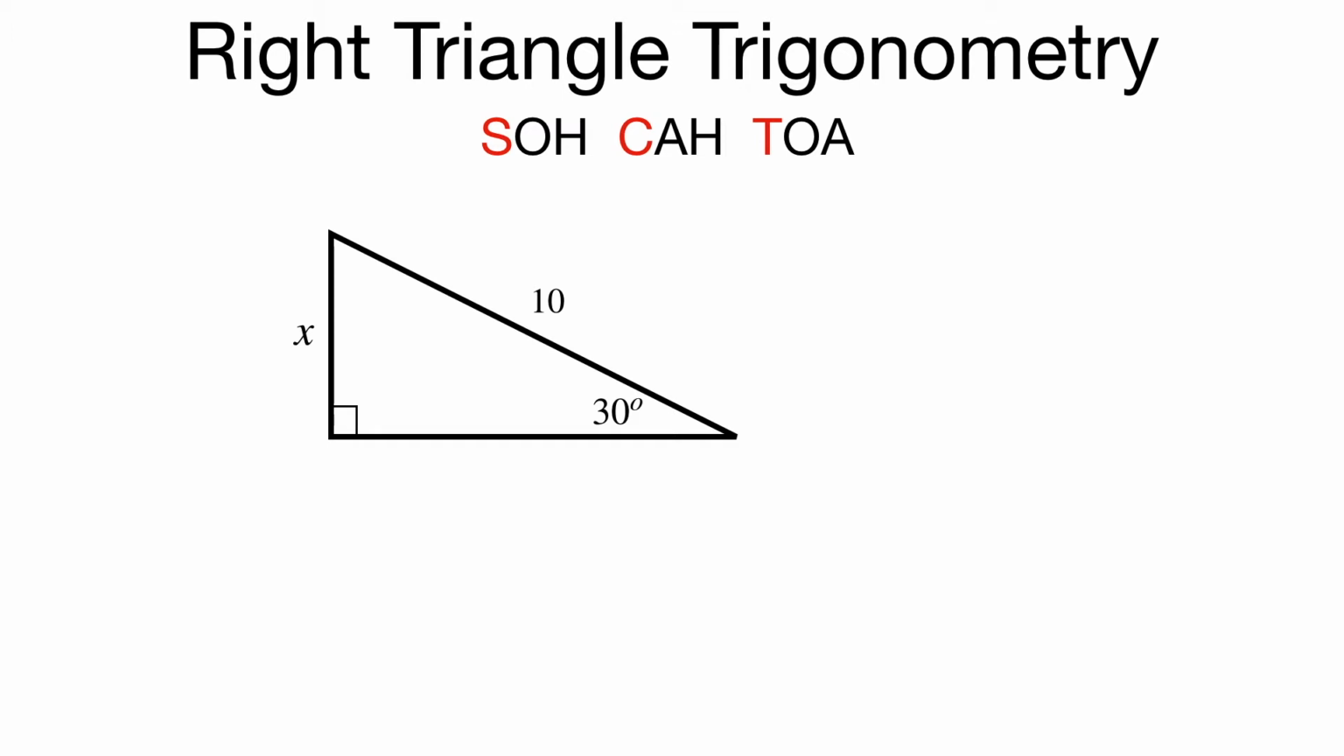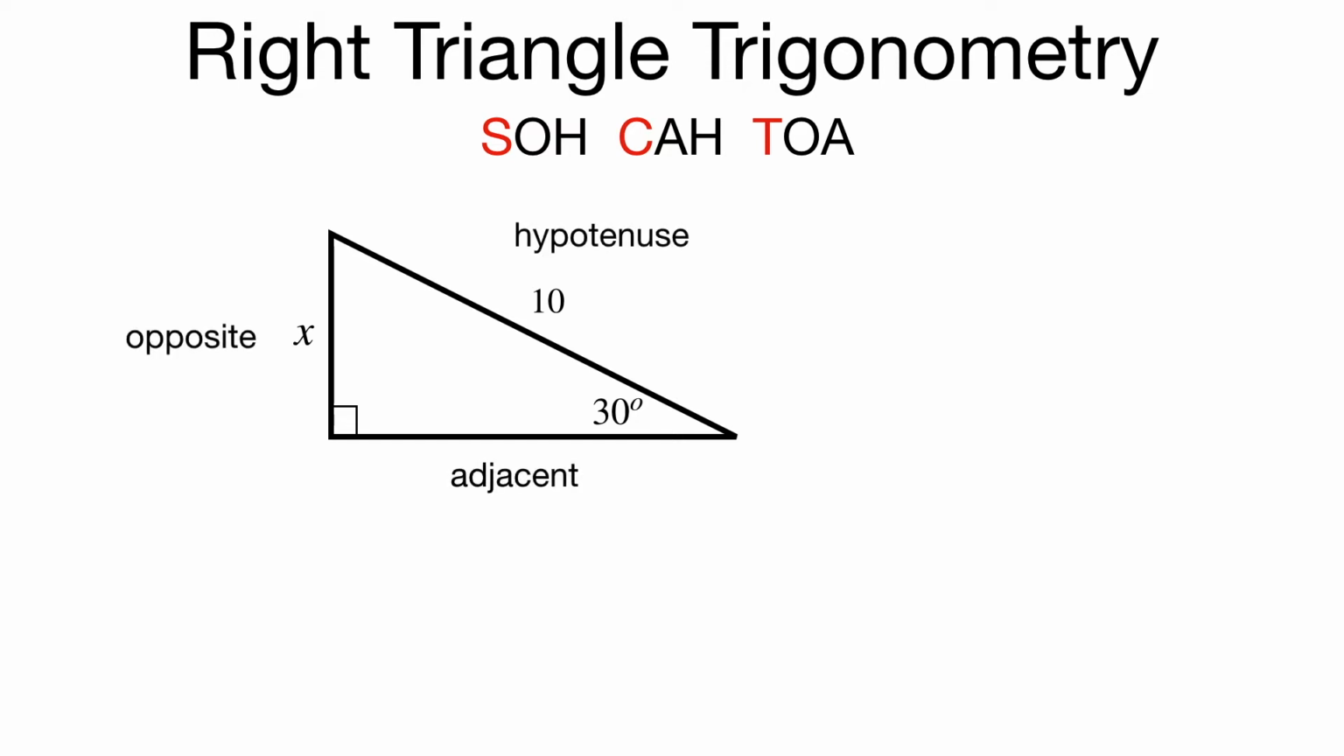But in this case, I know the shorter leg, the side opposite the 30-degree angle is the shorter leg, and the shorter leg is half the hypotenuse. So I already know what that x is. That x should be 5. But I want to solve this another way. I want to solve this using right triangle trigonometry.